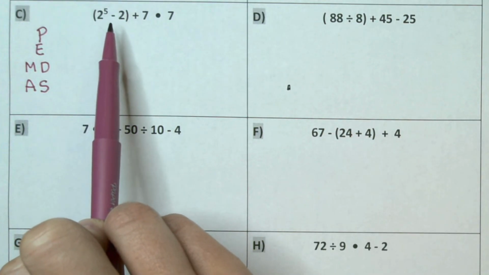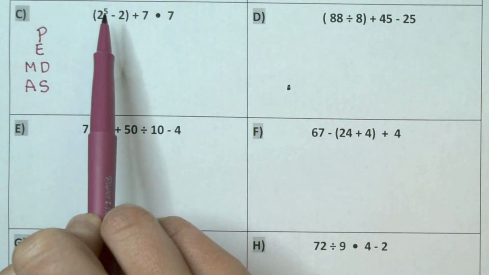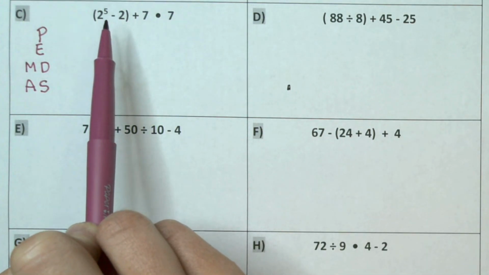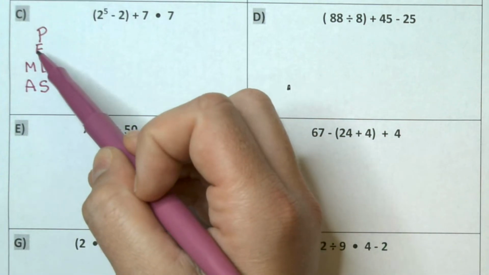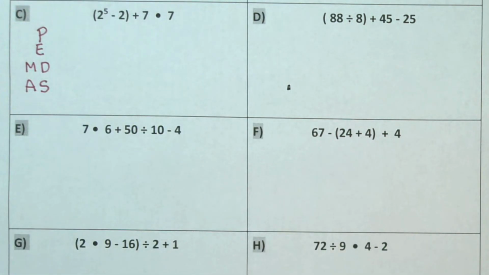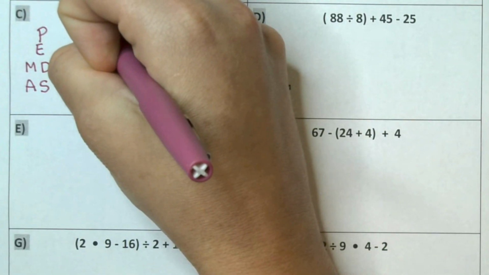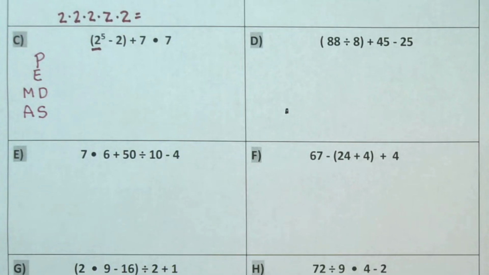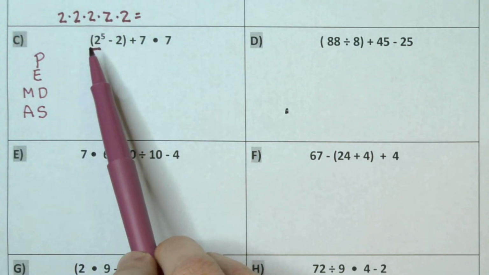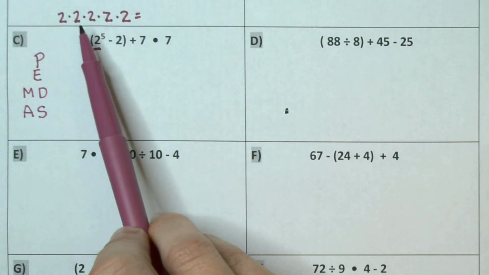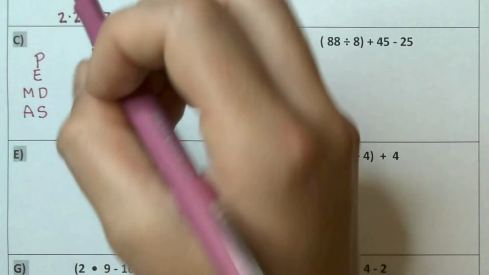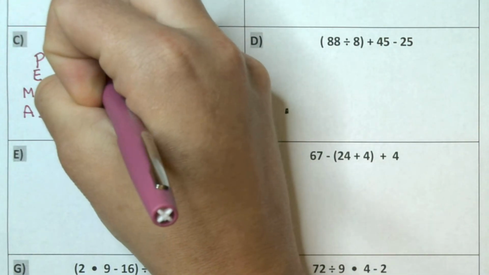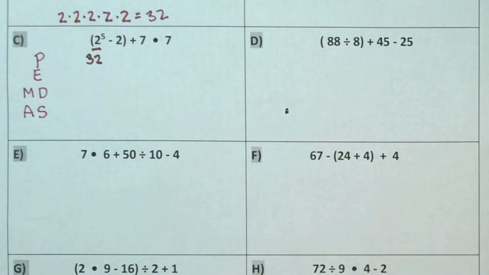I know parentheses are our most powerful operation. So when I look at my parentheses, I'm going to ask myself, what's more powerful within the parentheses, exponents or subtraction? I know exponents are more powerful, so I'm going to underline only 2 to the 5th. And remember, 2 to the 5th does not mean 2 times 5. It means 2 times 2 times 2 times 2 times 2, which is 32. So I'm going to neatly write 32 underneath.